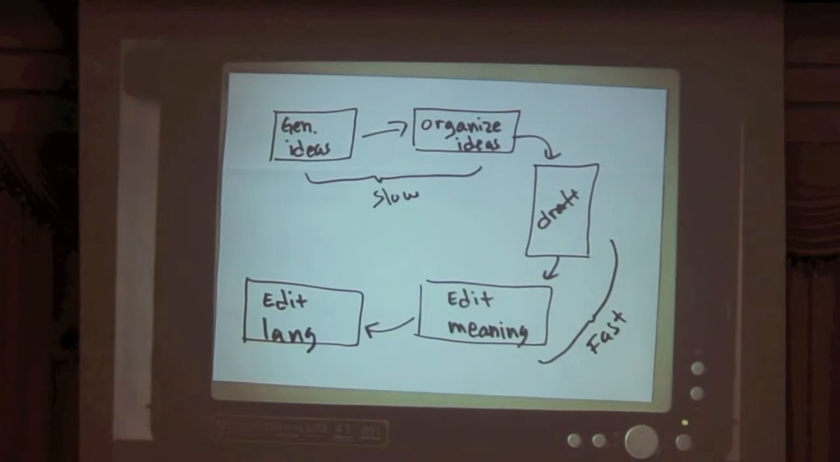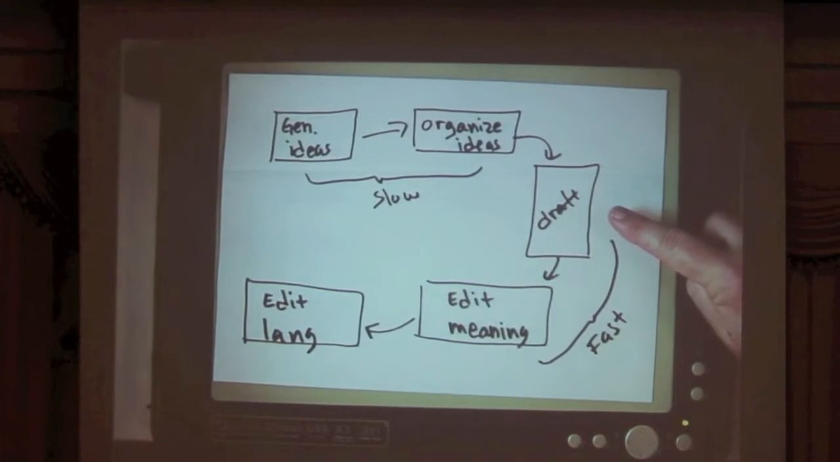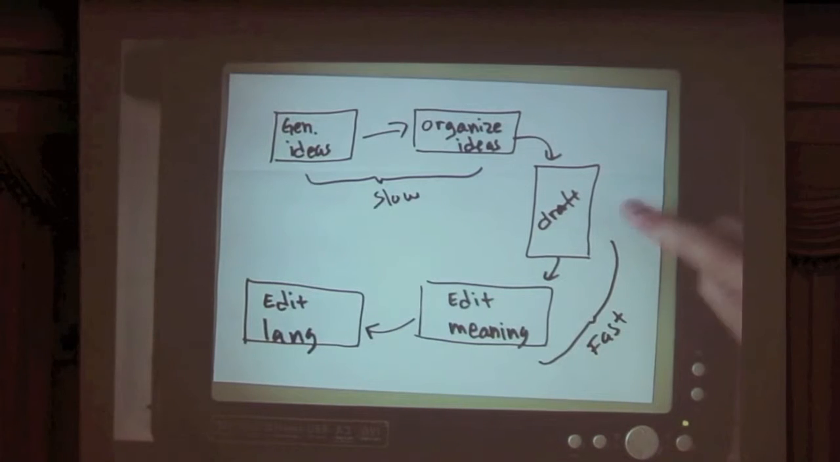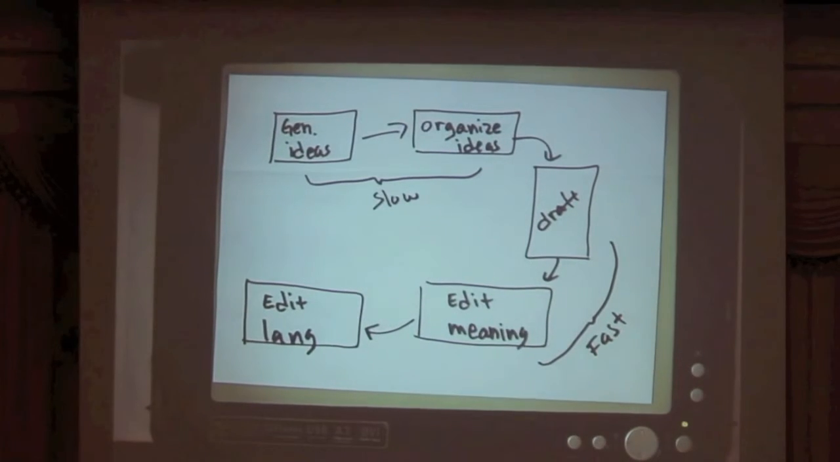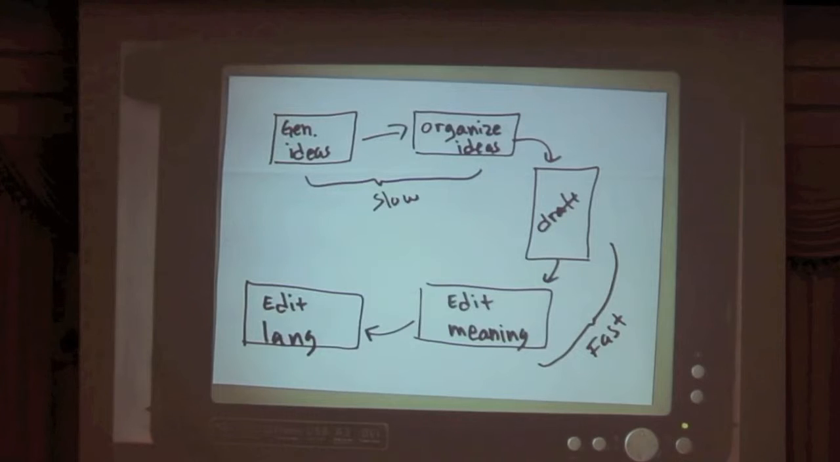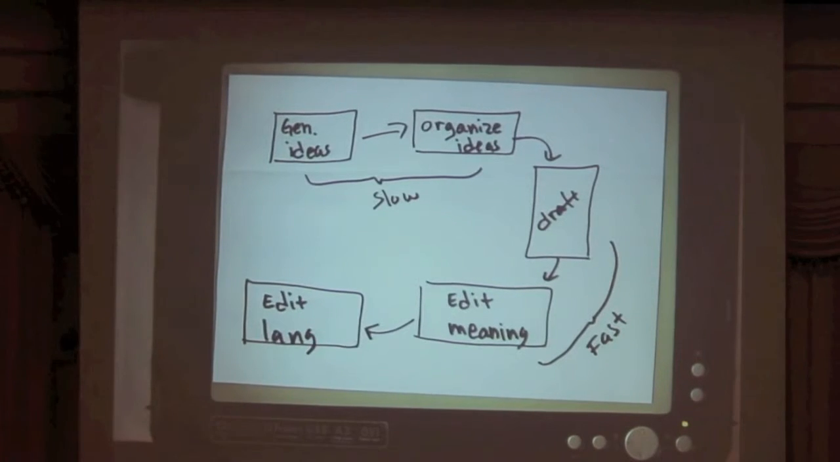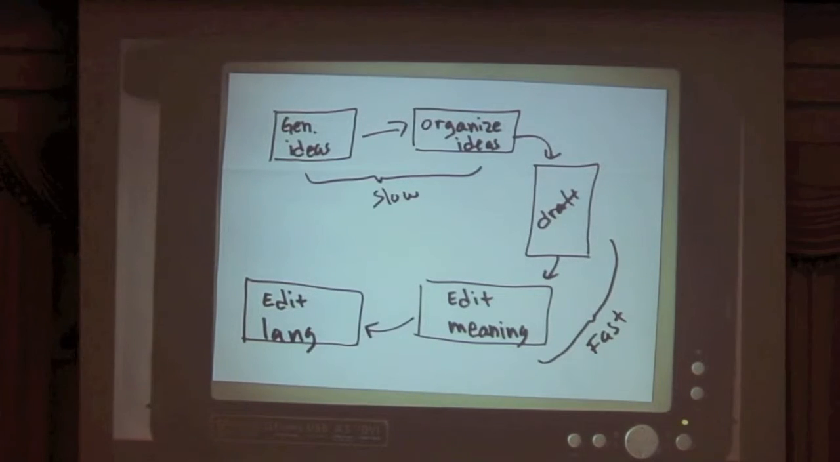The second step is they take that information, those ideas, and they organize them into an outline. Then after that, they do the drafting stage where they write out the first draft of their essay. Then after they've done that, they edit it. They edit it to make sure that the essay meets the criteria of the assignment, that they're answering the question, and they edit it for meaning, making sure that all the ideas in paragraph 1 are related.